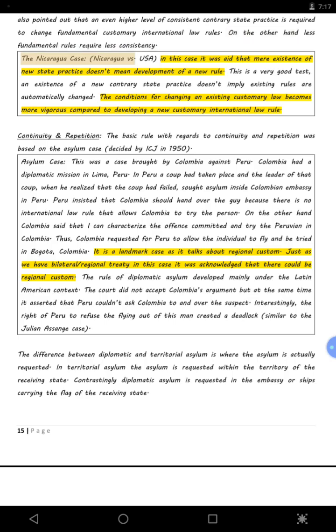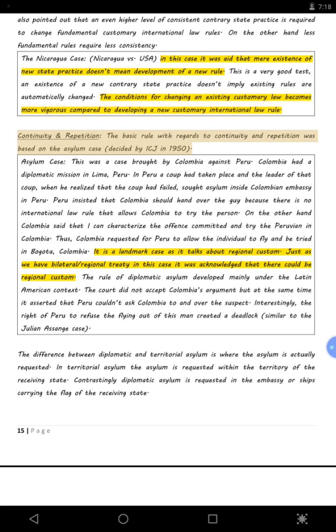The Nicaragua case, Nicaragua versus USA. In this case, it was held that the mere existence of new state practice doesn't mean development of a new rule. This is a very good test, and the existence of a new contrary state practice doesn't imply existing rules are automatically changed. The conditions for changing an existing customary law become more rigorous compared to developing a new customary international law rule.